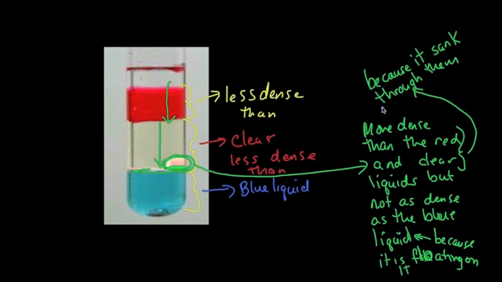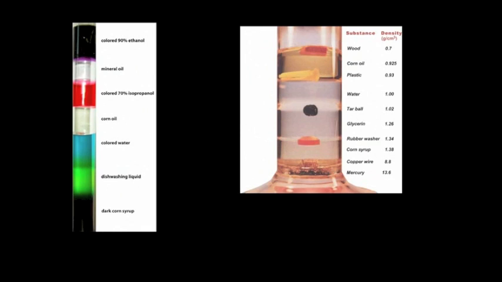Just make sure you understand that the reason it was able to sink through the red and clear liquids is because it's more dense than them, and the reason it floated on top of the blue liquid is because it is less dense than it.